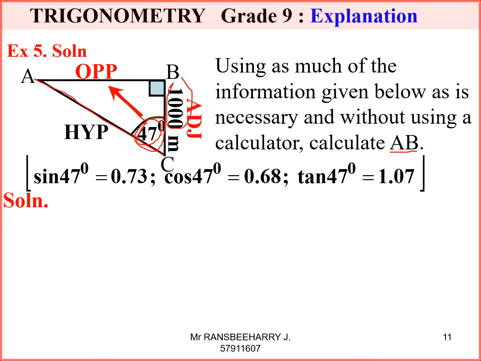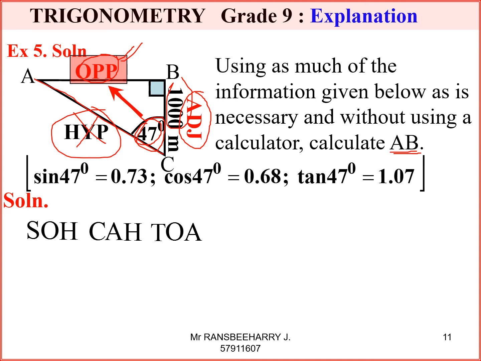Now it is required to calculate AB, so we need the opposite, and the side given is the adjacent. So we are going to use O and A. The hypotenuse is not given and not required to find. So TOA, tan. We are going to use tan. Still here, first step, we identify opposite, adjacent, hypotenuse. Second step, we decide whether to use sine, cos, or tan. So here we have decided to use tan.